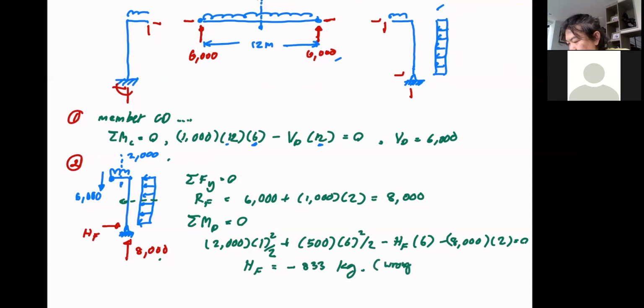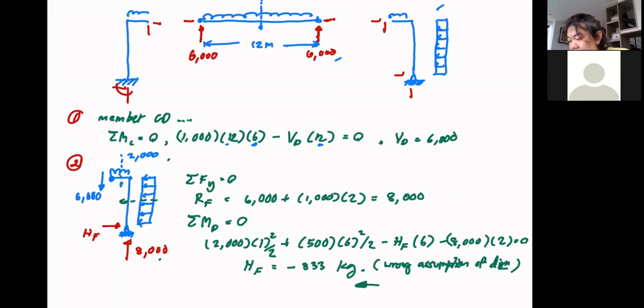Wrong assumption of direction. Okay, that's how I write the direction in short. So in fact, HF is going this way. Funny how it's going in the same direction as the load.